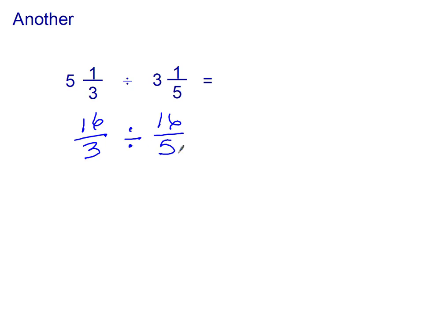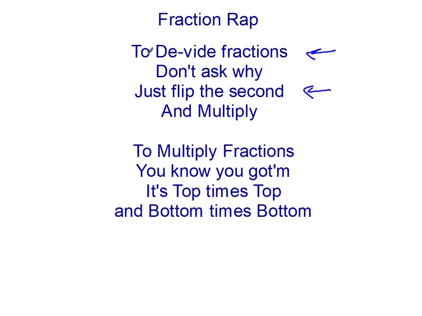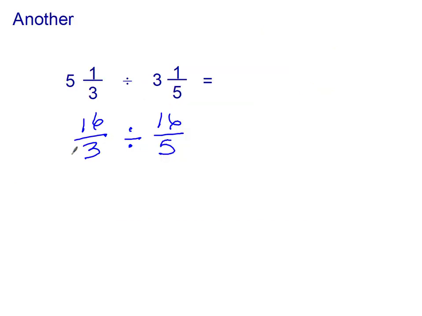Now right now this problem is still division. So we now have fractions to divide fractions. I've got the fractions. So now I'm ready to do the rest of it. Don't ask why. Flip the second and multiply. So we keep the first one the same, 16 over 3. We take the second one, we flip it over, and then we change it to multiply. So this is the problem now that we do.